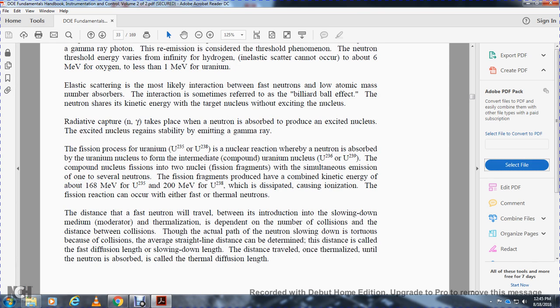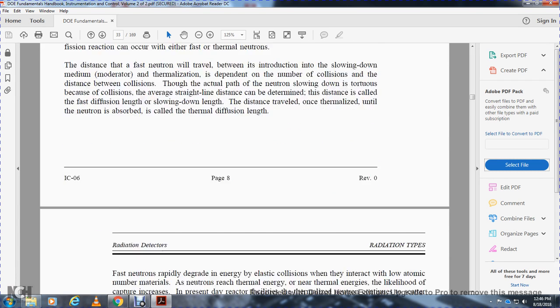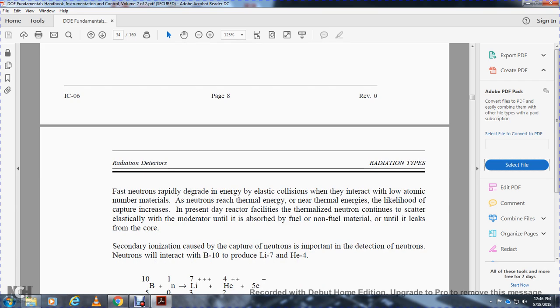Because of the collisions, an average straight-line distance can be determined. This distance is called the fast diffusion length, or slowing down length. The distance traveled once thermalized until the neutron is absorbed is called the thermal diffusion length. Fast neutrons rapidly lose energy through elastic collisions with nuclei of low atomic number, reaching thermal energy, which increases the likelihood of capture and improves the reactor's performance if it is slow to thermalize.